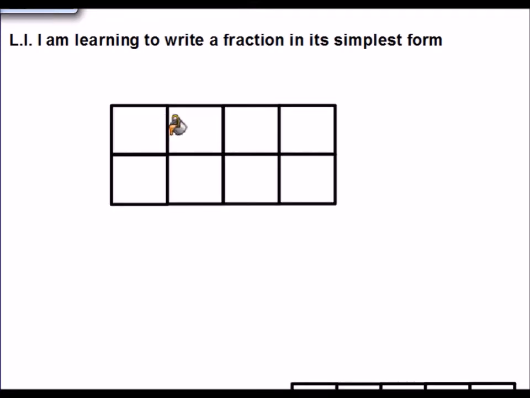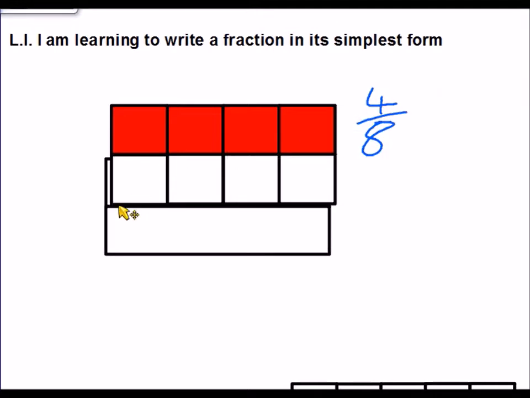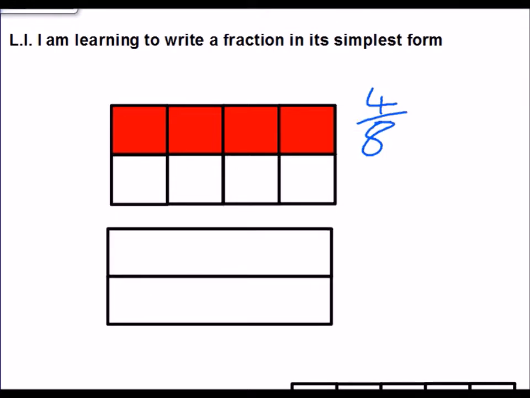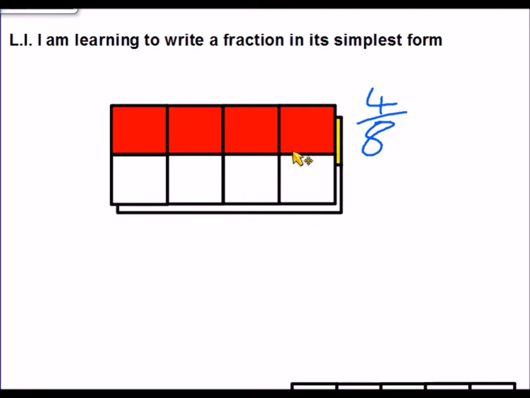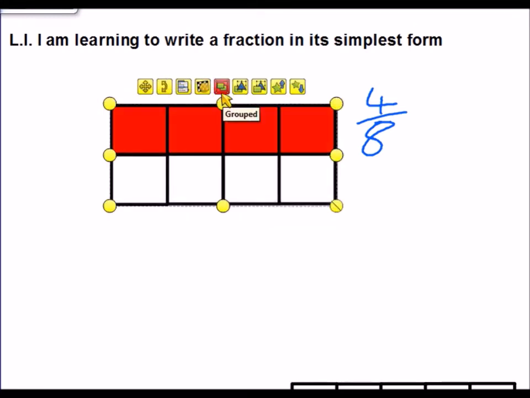Now to start off with, I'm going to be looking at this here. This shape has been split into eighths. And for simplicity, I'm going to start off by colouring in 4 of those eighths. So 4/8 of this shape is coloured in. However, you should also be able to immediately tell, especially if you've watched the previous video, that this is exactly the same as a half. 4/8 and a half are equivalent.